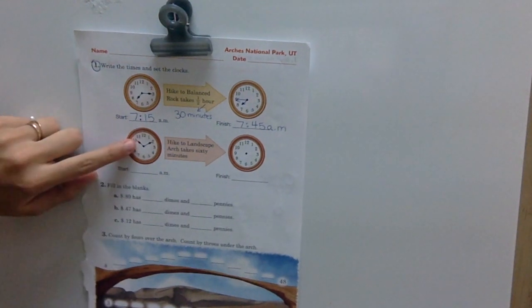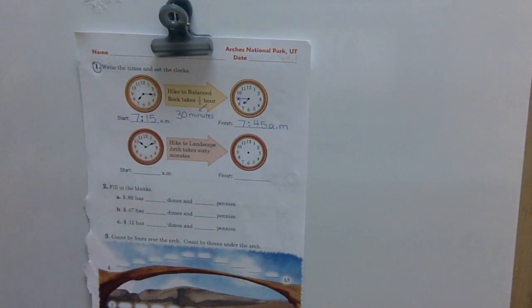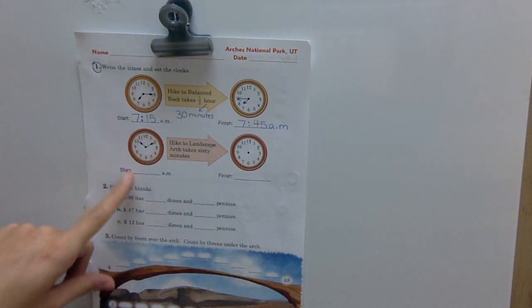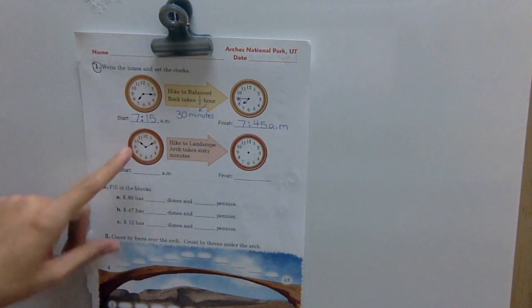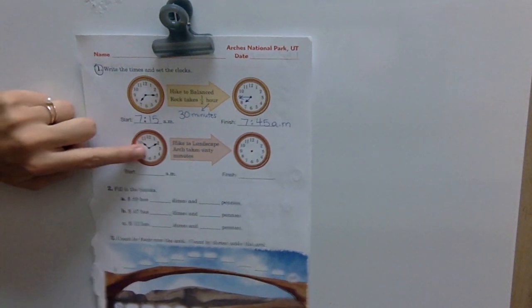Let's do this one down here. Hike to Landscape Arch takes 60 minutes. Well, let's figure out first what our start time is. So what is our start time? Let's look at our hour hand.